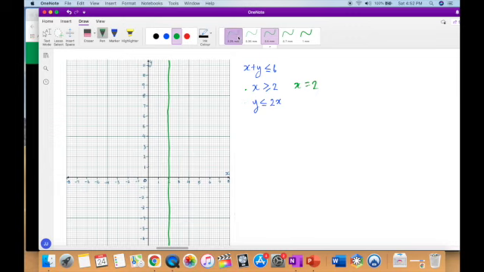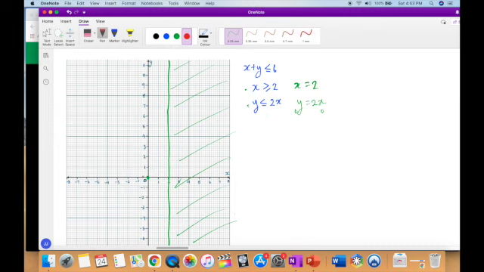And I could shade it one time. Anything that will be greater than 2 is on this side here. Okay. Let's draw this line now. The line y is equal to 2x. I have an idea how this is going to look. 0, 0 is one point on the line.